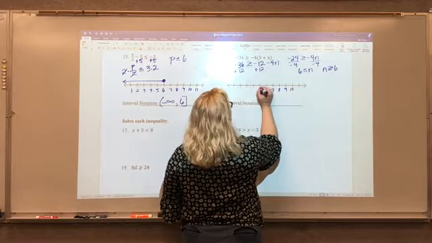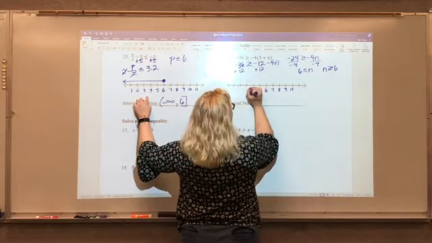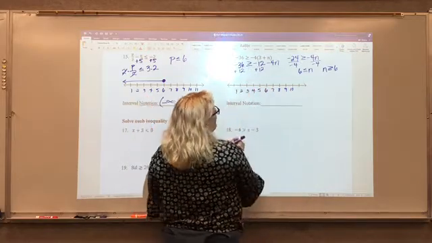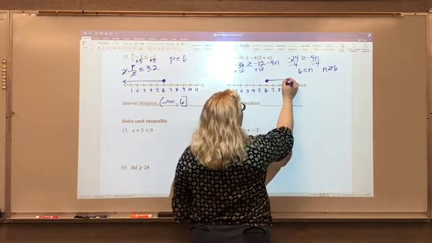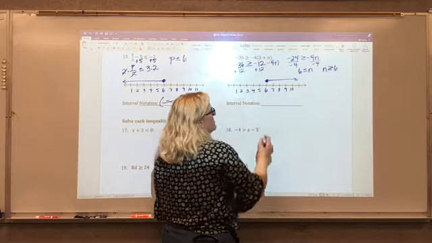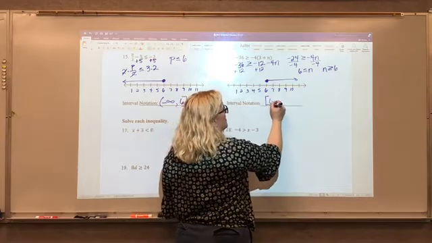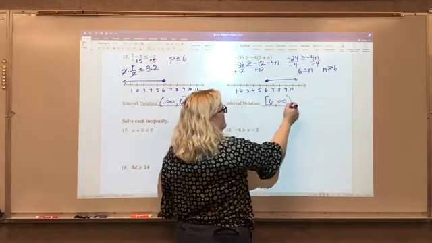I can make a similar number line as I did over here. So I have 6, I'm going to fill it in, and n is greater than 6. So it's starting at 6 and going to infinity.